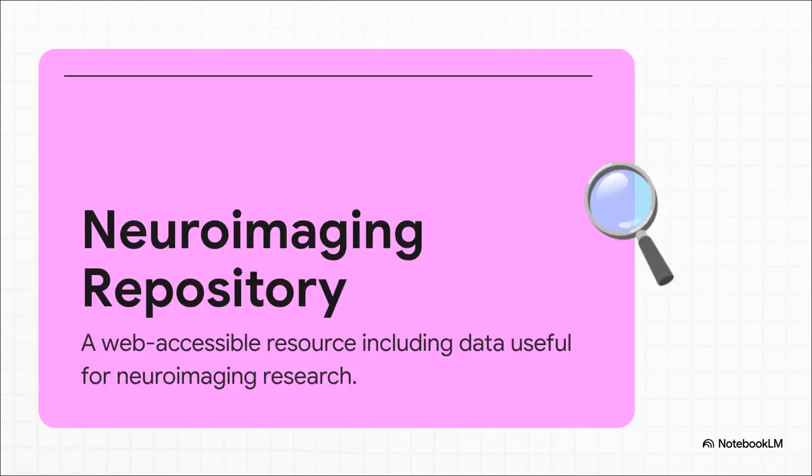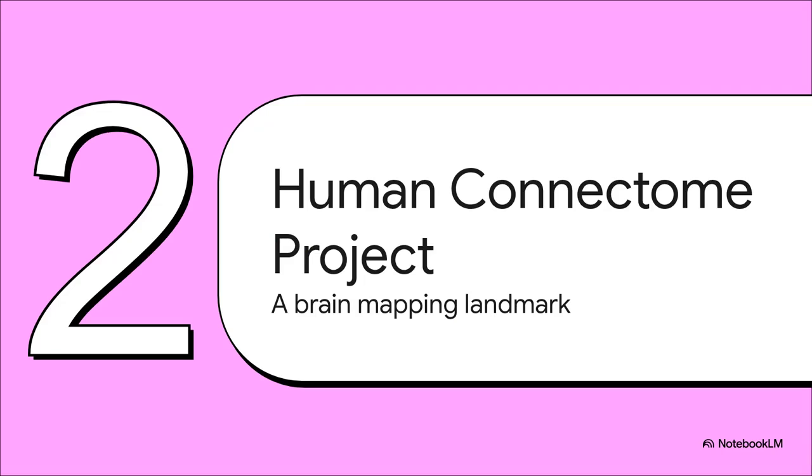So what are we really talking about here? Well, a neuroimaging repository is basically a giant online library for brain scans. It's this web-accessible archive that's just packed with brain imaging data, all ready for researchers like you to download and start analyzing. Okay, our first stop is a true monument in this new landscape, the Human Connectome Project.